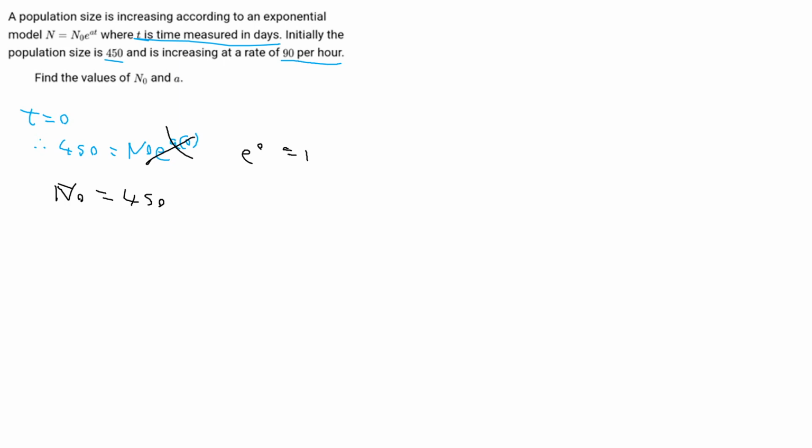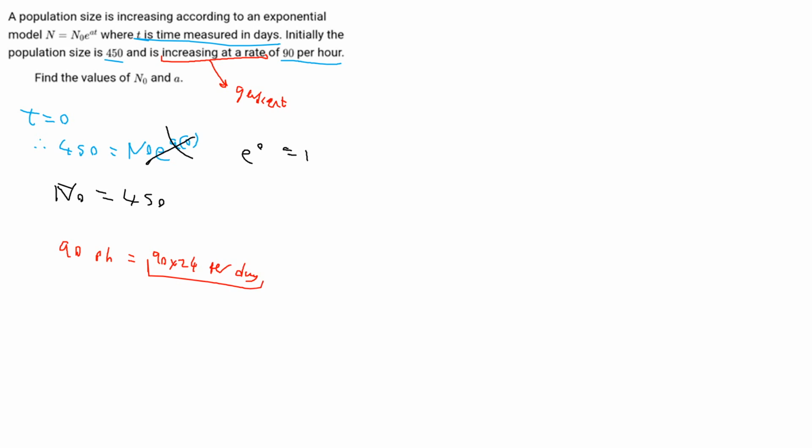There we go. Now, how are we going to work out what a is? With a, we're told it's increasing at a rate. What does that mean? That means that we're told the gradient is 90 per hour. 90 per hour is the same as 90 times 24 per day. You get it? Because it's measured in days, so we have to do it like that.